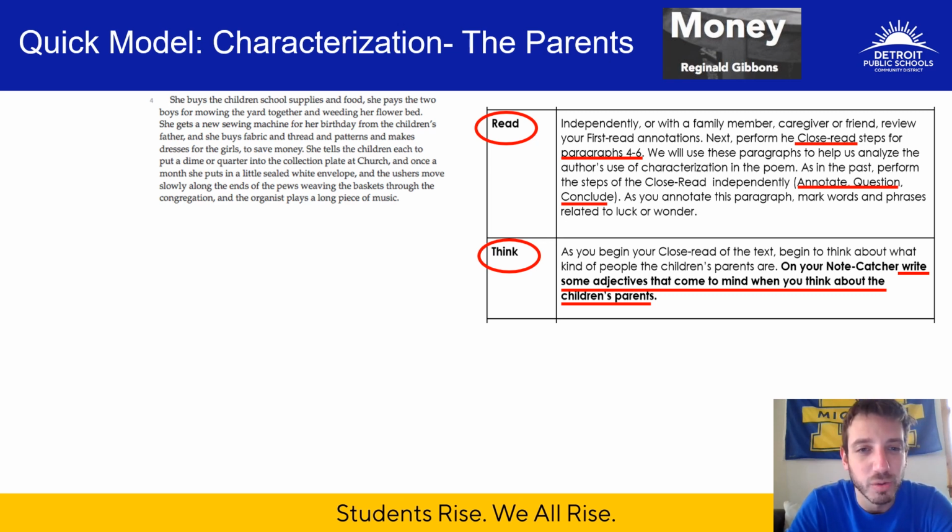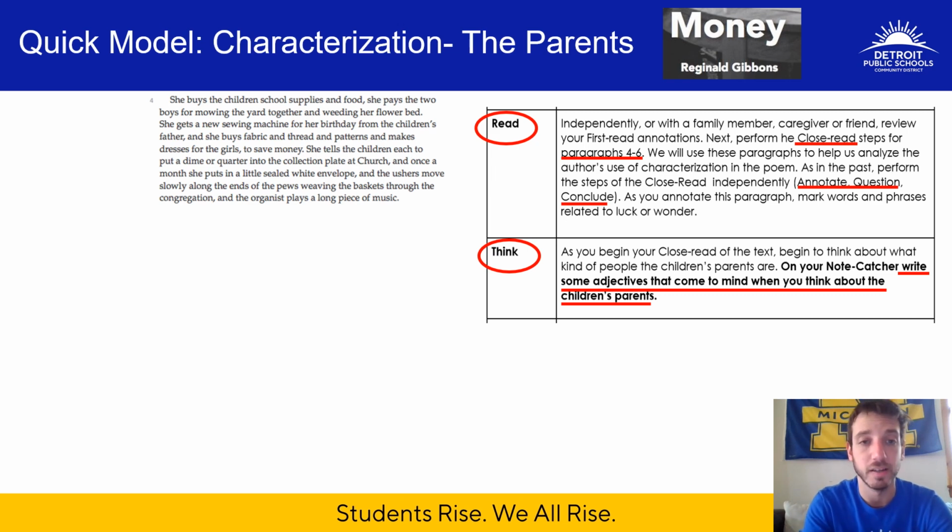She buys the children school supplies and food. She pays the 2 boys for mowing the yard together and weeding her flower bed. She gets a new sewing machine for her birthday from the children's father, and she buys fabric and thread and patterns and makes dresses for the girls to save money. She tells the children each to put a dime or quarter into the collection plate at church, and once a month she puts in a little sealed white envelope. And the ushers move slowly along the ends of the pews, weaving the baskets through the congregation, and the organist plays a long piece of music.